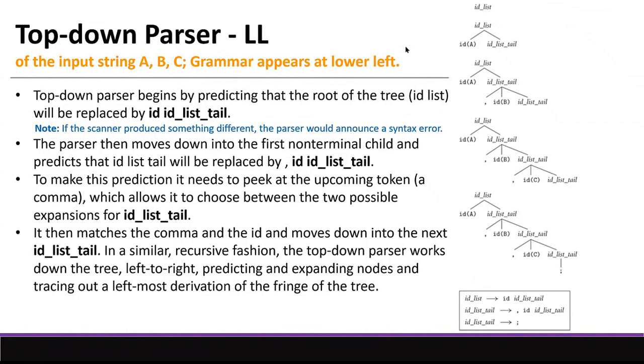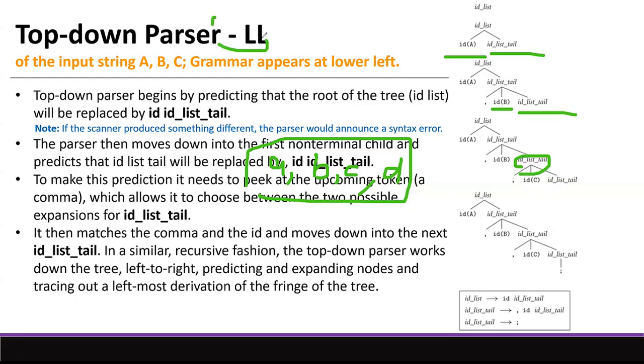When we try to parse a sentence, say we have A comma, B comma, C, okay, you have something like this. You will see this is an ID list, and you have an ID and an ID list tail. The ID list tail can be further expanded as comma ID tail, and then this ID tail can further be expanded as comma ID tail, something like this. So this is LL parsing.